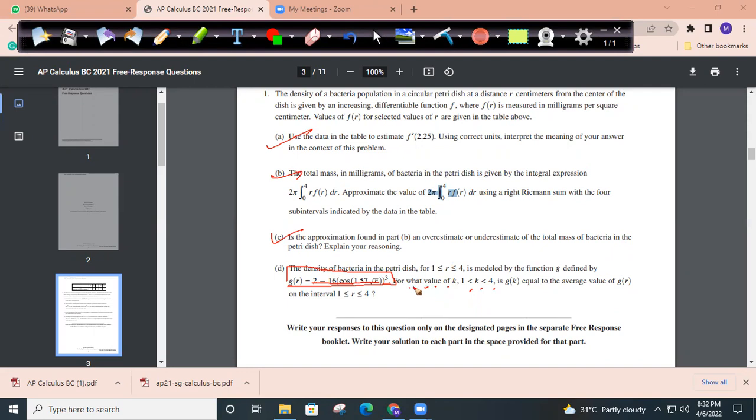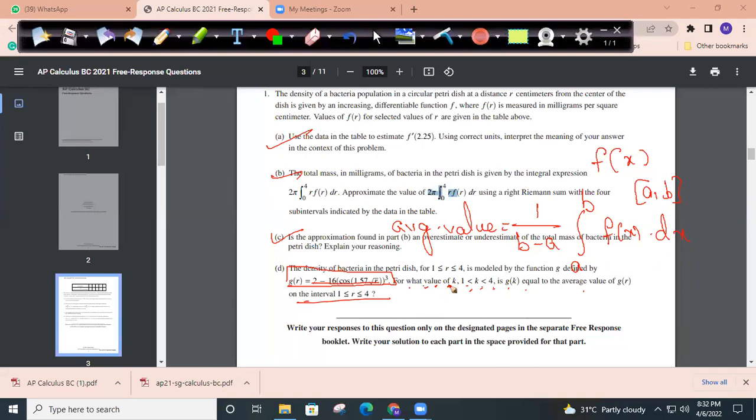For what value of k, g of k is equal to the average value of g of r in the interval. So immediately you need to get what is the average. When I was explaining, I told you what is the average value of a function f of x in the interval a to b: 1 upon b minus a, integral of a to b f of x dx. If you don't know, this is an opportunity for you to know. First, you should know this formula. This is the average value of the function.